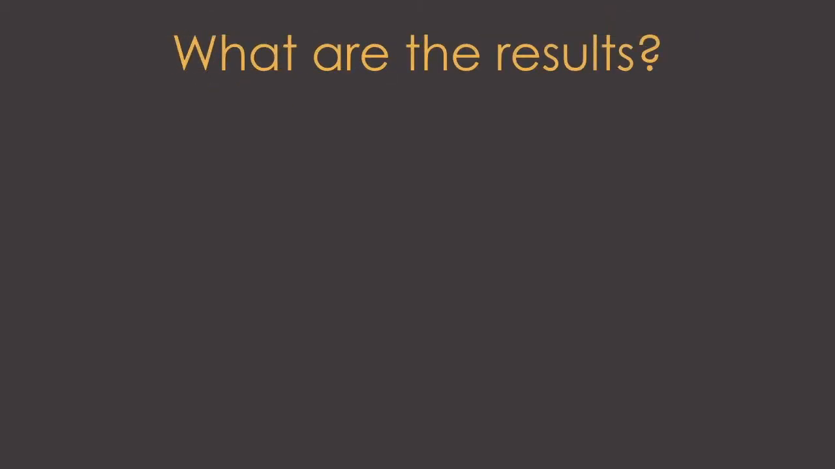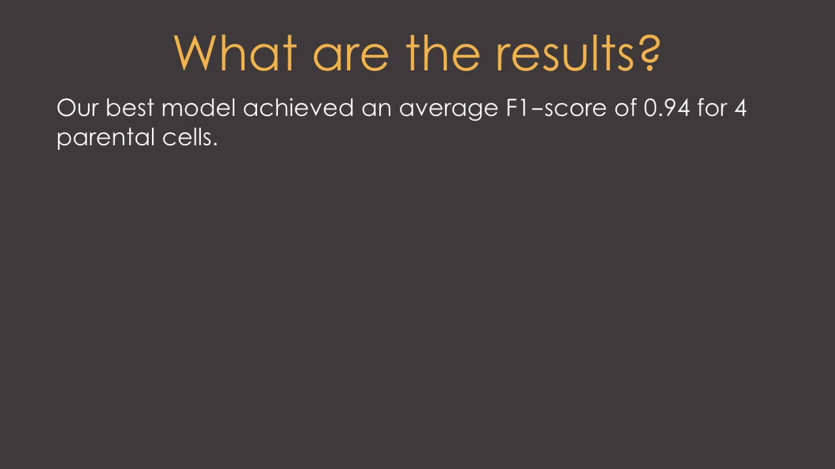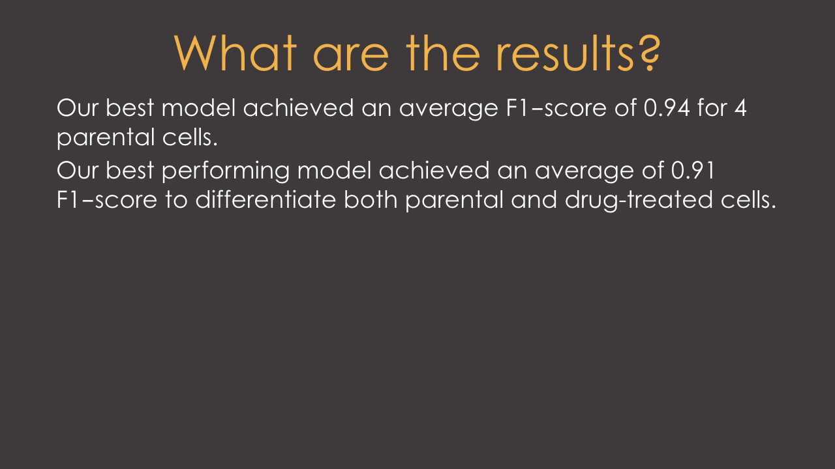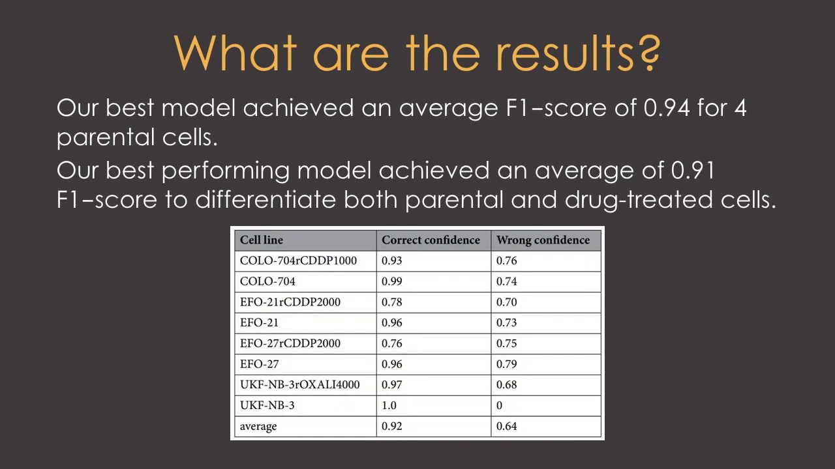Our best model achieved an average F1 score, a measure of a test accuracy, of 94% for the 4 parental cells. For both parental and drug-treated cells, our best model achieved an average F1 score of 91%. Furthermore, our model is very confident in predicting the correct cells with an average probability confidence of 92% for true positive compared to just 64% for false positive.